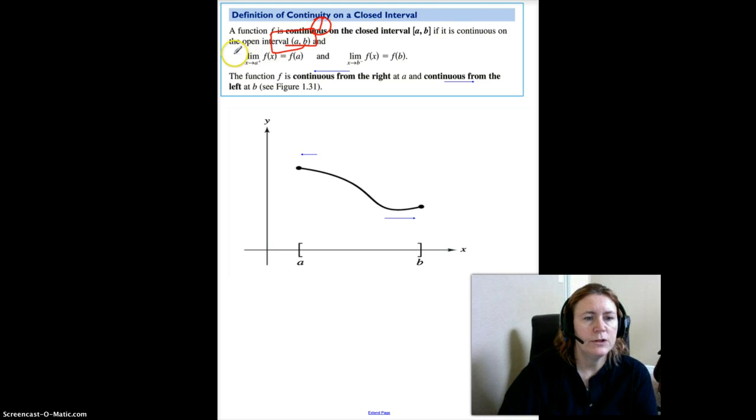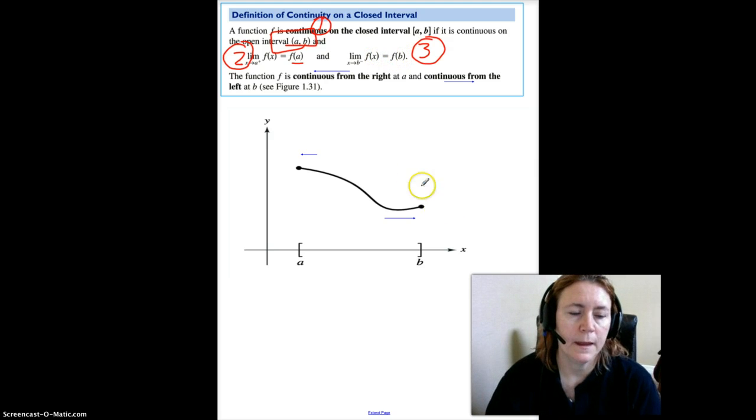The next thing you need to show is that the function is continuous from the right. That is, the limit as x goes to a from the right is equal to f evaluated at a. And the third thing you need to show is that the limit as x approaches b from the left of f of x is indeed f evaluated at b.